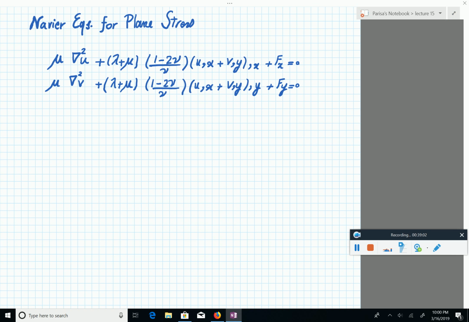So you may ask what happened to the third equation. In plane stress, we basically conveniently forget about the equation in the z direction. So we basically ignore the equation in the z direction.